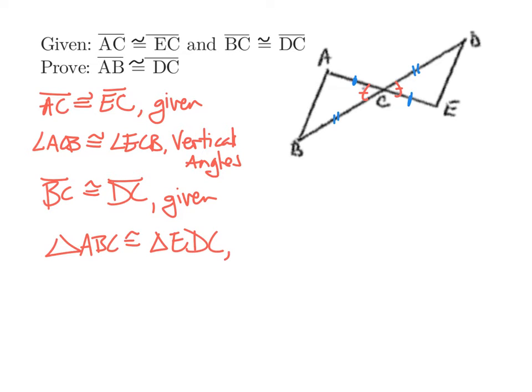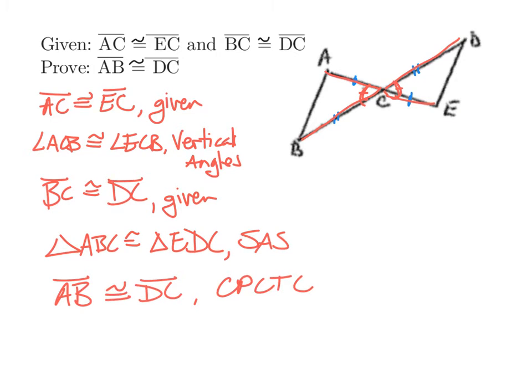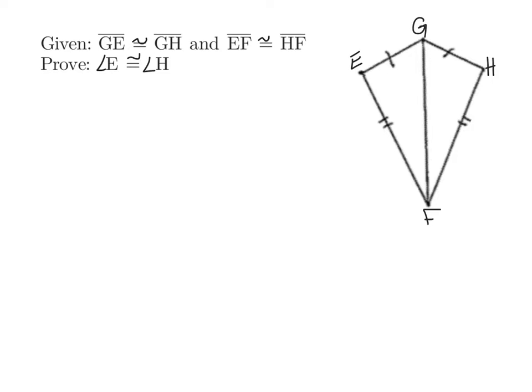And that's going to be because in each triangle we have congruent sides, angles, and sides. So sides, angles, and sides. So by SAS, we have that these two triangles are congruent. If they're congruent, then their corresponding parts are going to be congruent as well, which means AB is congruent to DE by CPCTC.